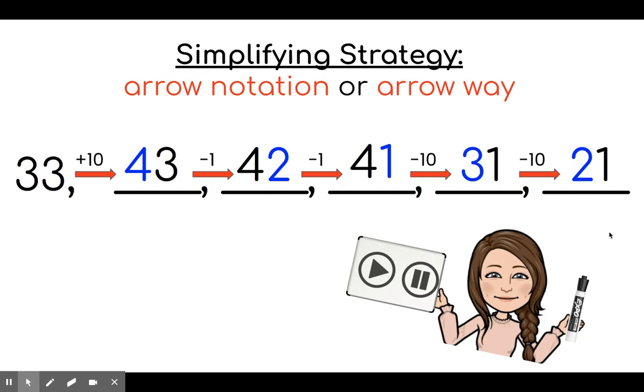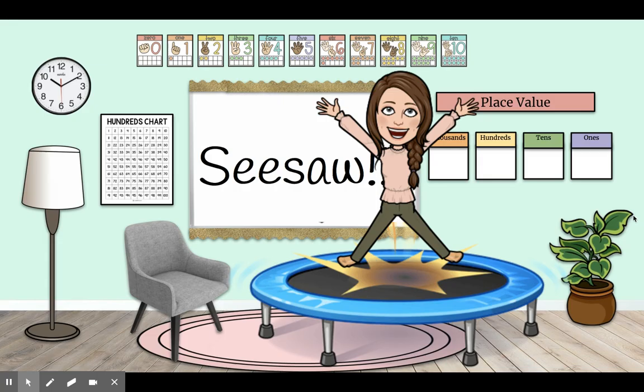Were you able to do this? Could you follow all the arrow notations? Did you do the arrow way? Beginning with 33, following all of the directions on the arrows, we ended up with 21. I'm impressed. Good work today.